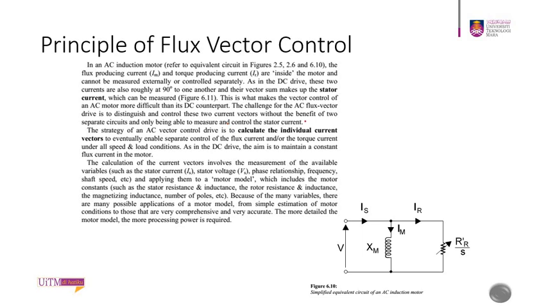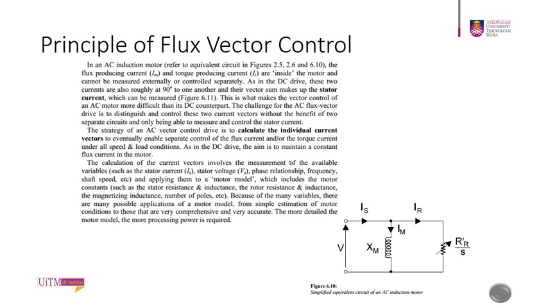Okay, so in flux vector control, we want to control the motor like a DC motor, but since we cannot connect to the rotor part of the AC motor, we need to only access the stator part of the motor. So how do they do it? The strategy of AC vector control is to calculate the individual current vectors to eventually enable separate control of the flux current and the torque current under all speed and load conditions. As in the DC drive, the aim is to maintain a constant flux current to the motor.